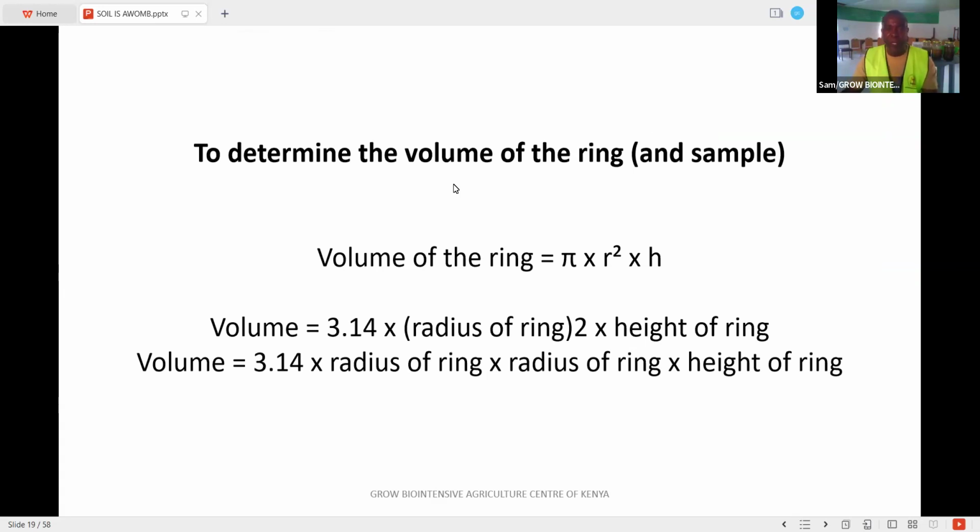And of course, we know some mathematics from high school and college. We did this mathematics of finding the volumes and finding the radius and all that. So take the volume of the ring, you'll measure. It's pi r squared times the height of that ring. So the volume is 3.14 as usual, times r squared, times the height of the ring. And then you just put the numbers there according to how you have measured it. So that's how you find the volume of that ring.